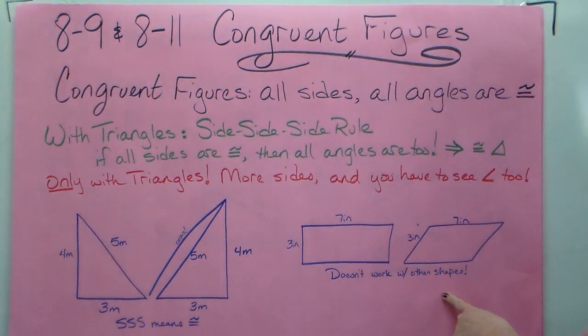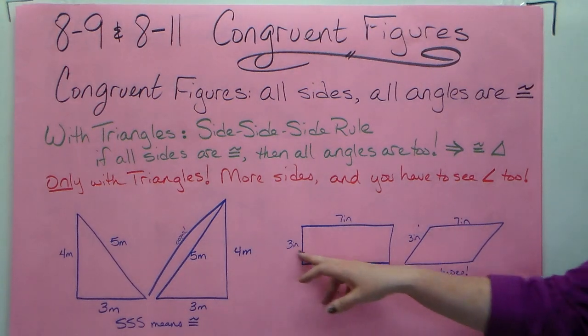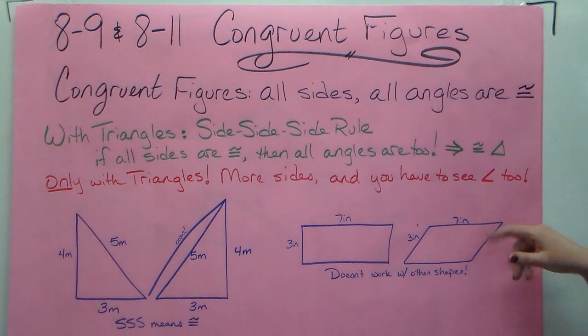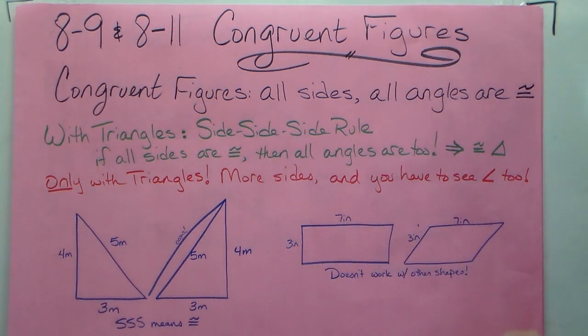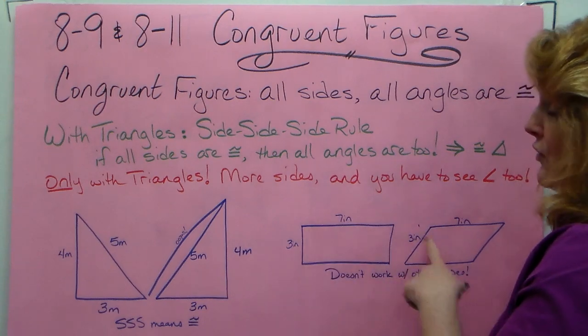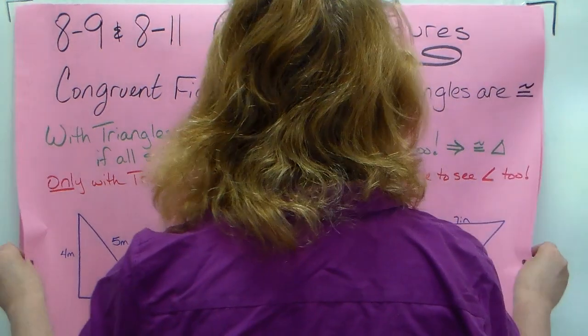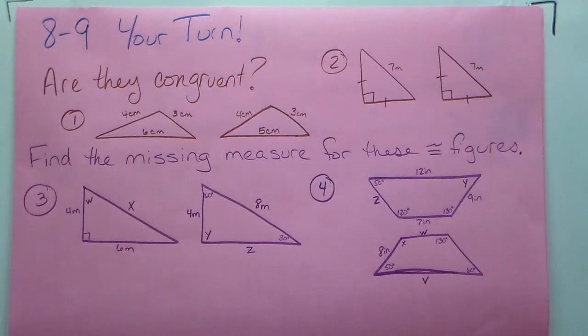It doesn't work with other shapes. It only works with triangles. With other shapes, you can have a side of 3 and a side of 7, and a side of 3 and a side of 7, but the angles are different. So these are not congruent shapes, because both the sides and the angles have to be equal for it to be congruent. Okay? So, ta-da, that was 8-9.